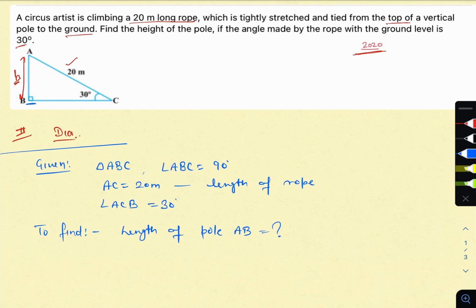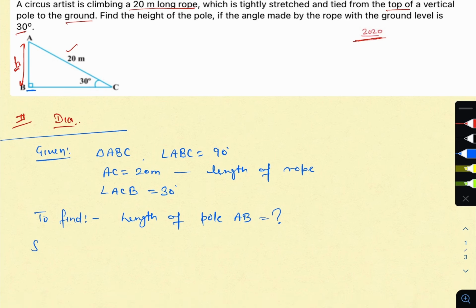Next we will start our solution here. The solution is just two lines. It is not a very big lengthy question. As you can see in the figure, we have assumed the height as h. First of all, in the application of trigonometry, what we have to do is apply the trigonometric ratios. So first of all you have to know what the trigonometric ratios are with respect to the right angle triangle.